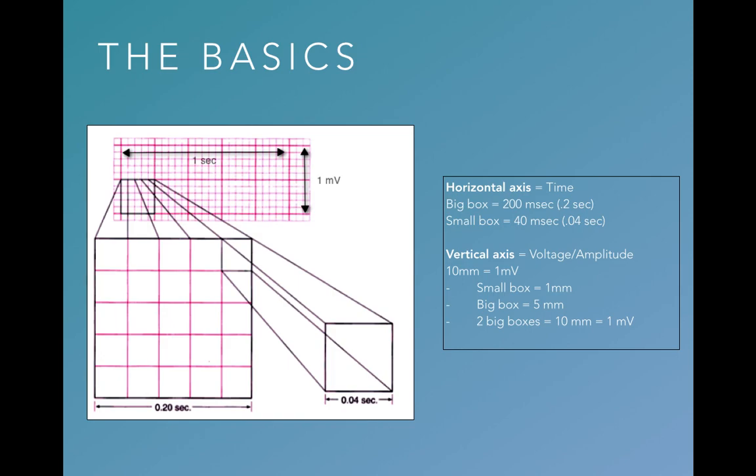And the vertical axis is the voltage and the amplitude. So a small box is 1, so that's easy to remember. And just like the horizontal axis, the vertical axis also has 5. So when you take 2 of those big boxes, that's 10 millimeters, and that's equal to 1 millivolt.